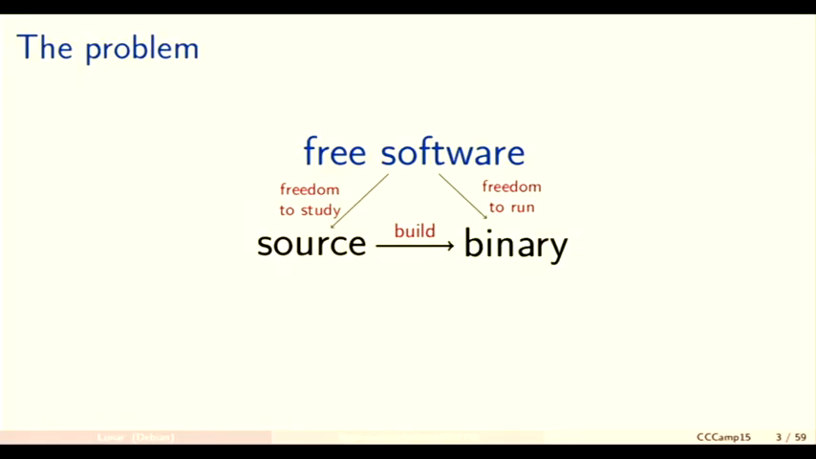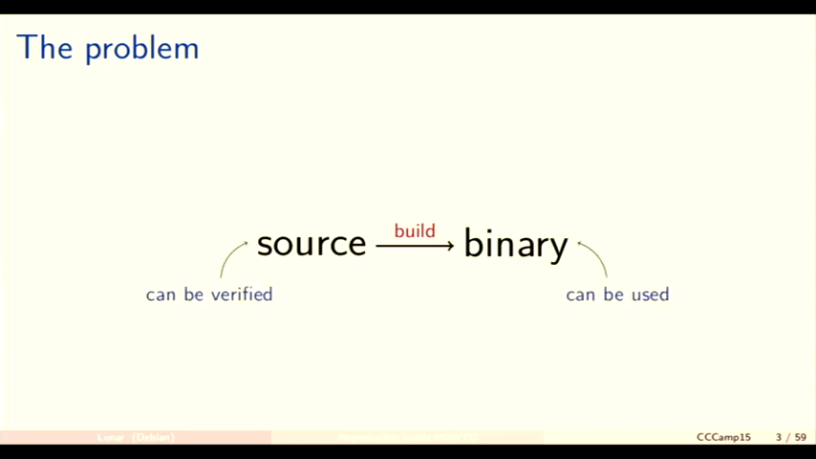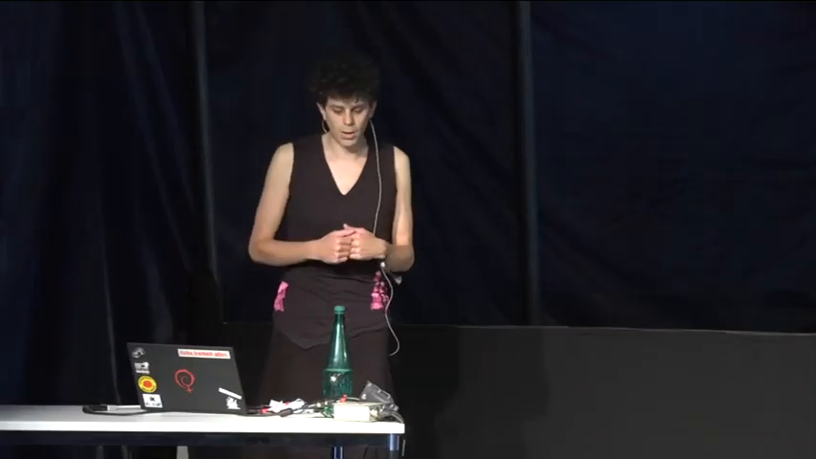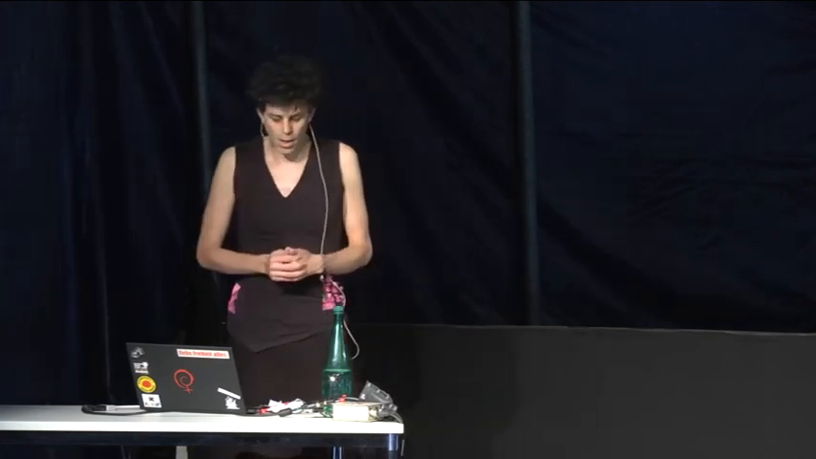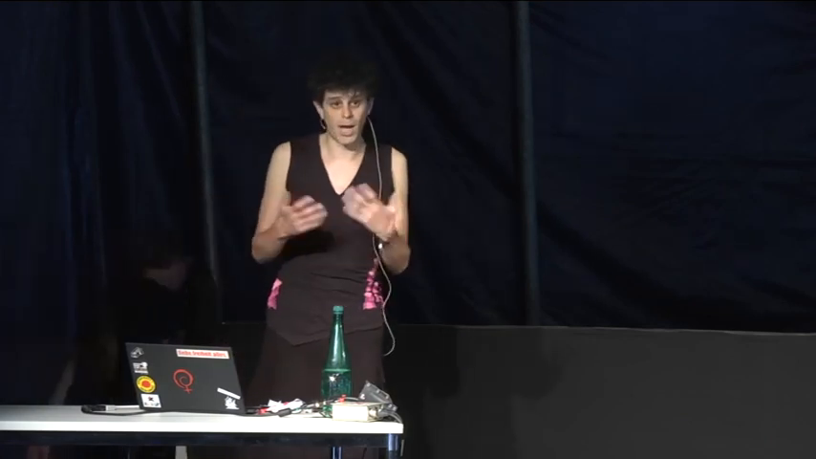And when we talk about free software, there are two great things, at least. The very first is that you have the freedom to study the software, and you have the freedom to run the software. The source is what, as humans, we can read, and so it's what we can verify and ensure that the software will do what it's intended to do, that it doesn't contain any security bugs or malware or bad things. And the binary is what we actually use.